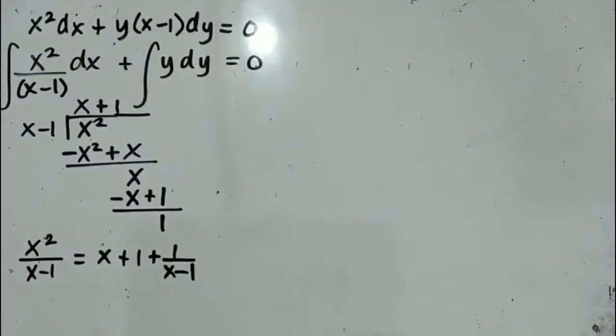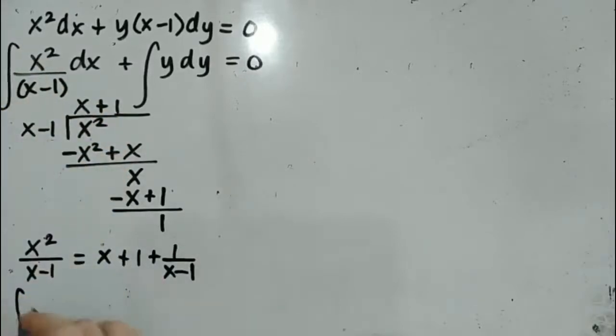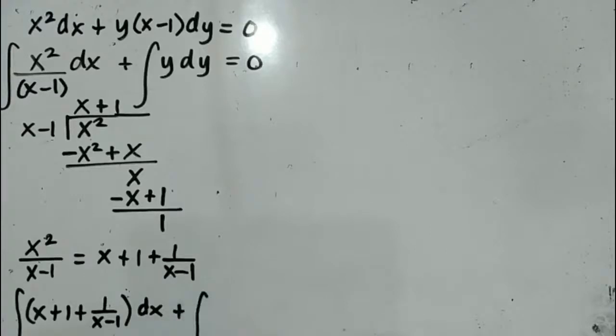So we will substitute that. So instead of writing x squared over x minus 1, since they are equivalent, we write the integral of x plus 1 plus 1 over x minus 1 dx, plus integral of y dy equals 0.